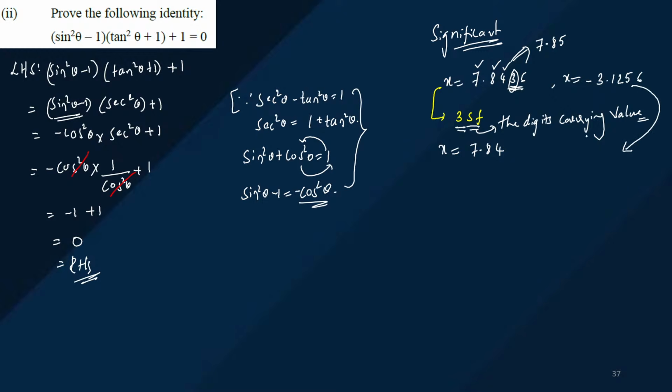Now look at this. So this is x is equal to minus 3 point. Now this is the first significant figure, second and third. Now the fourth significant figure is 5. As I told you, if it is 5 or more than 5, I need to add 1 to this. So that becomes minus 3.13, because this has to be increased by 1. I hope this is clear.